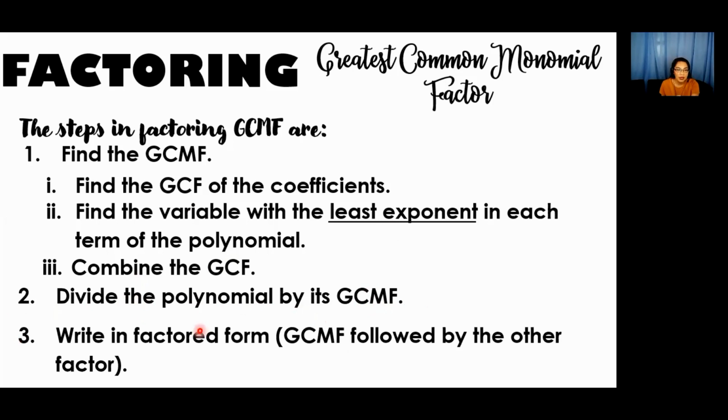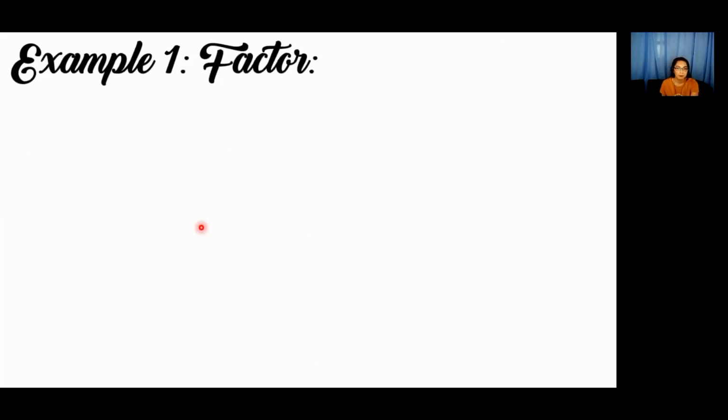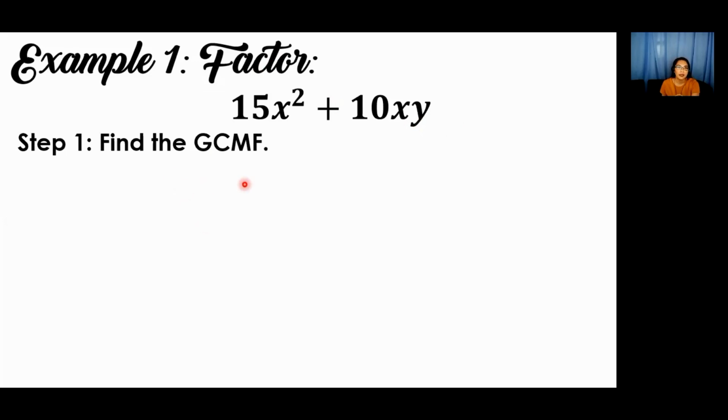Then, number 3, we have to write it in factored form. So, paano natin isusulat into factored form? GCMF followed by the quotient or the other factor. So, these 3 steps, i-apply natin yan sa mga examples. And let us have our first example. 15x squared plus 10xy. Step 1.